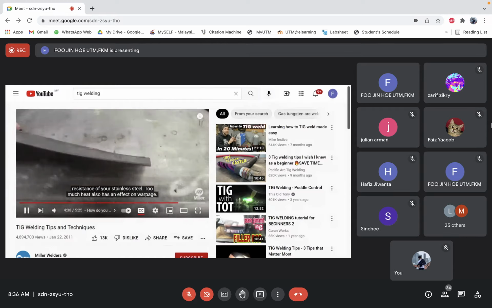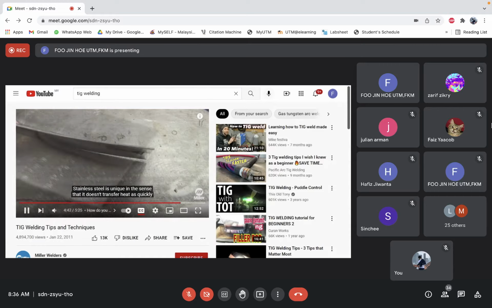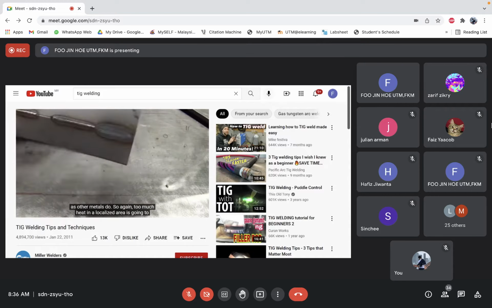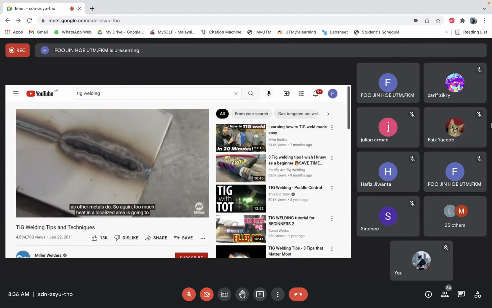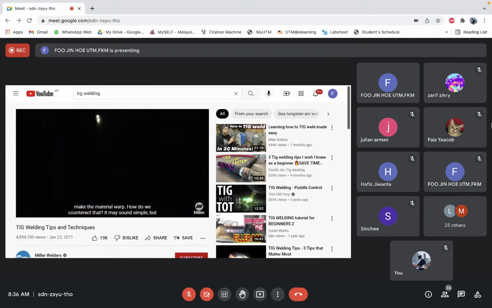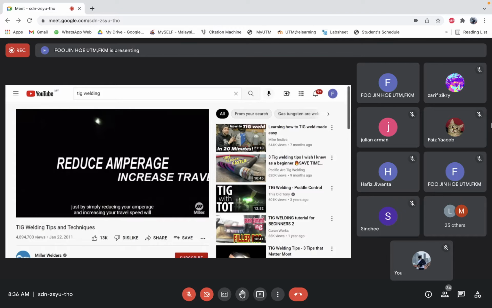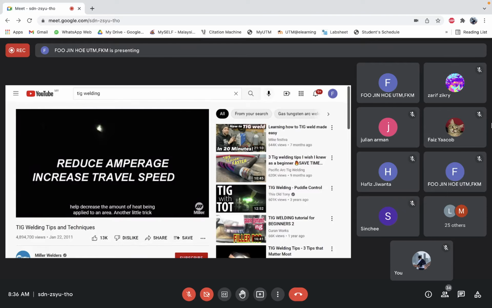Too much heat also has an effect on warpage. Stainless steel is unique in the sense that it doesn't transfer heat as quickly as other metals do. So again, too much heat in a localized area is going to make the material warp. How do we counteract that? It may sound simple, but just by reducing your amperage and increasing your travel speed will help decrease the amount of heat being applied to an area.